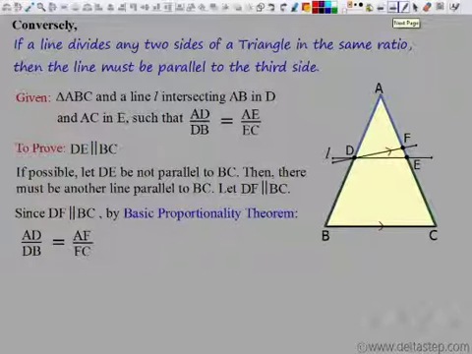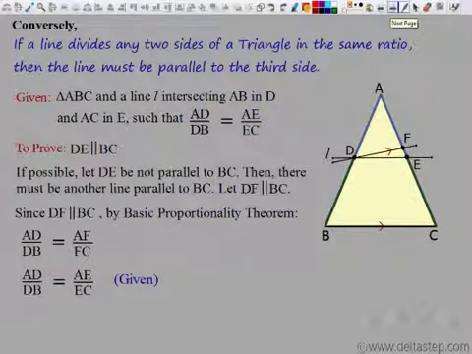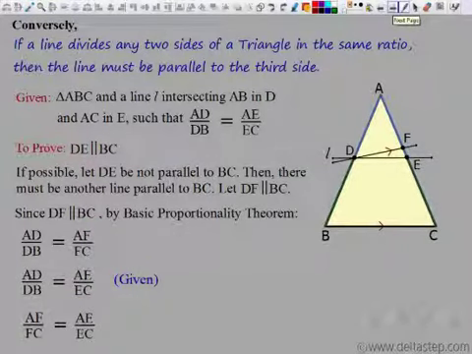So by the basic proportionality theorem, I can say that AD by DB would be equal to AF by FC. But we're already given that AD by DB is equal to AE by EC. So already I have this. Now I know that AD by DB is equal to AF by FC, and also AD by DB is equal to AE by EC. So these two should be the same. That is my next step: I can equate these two.